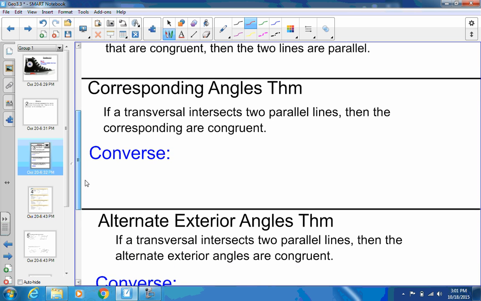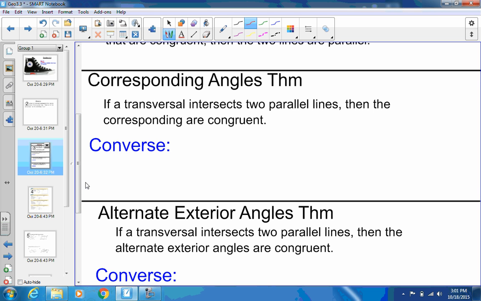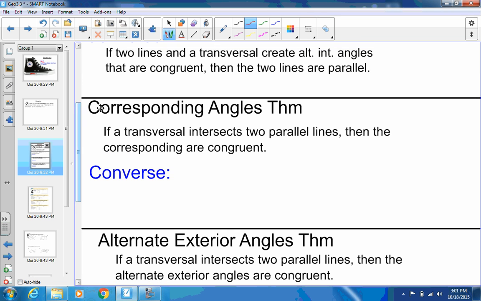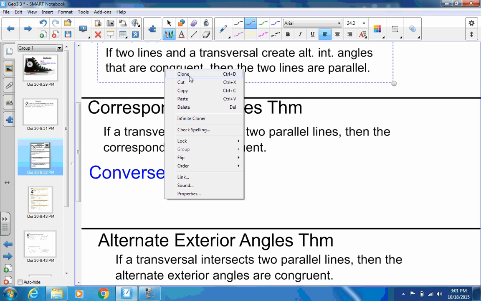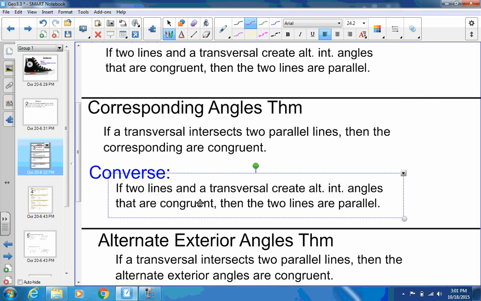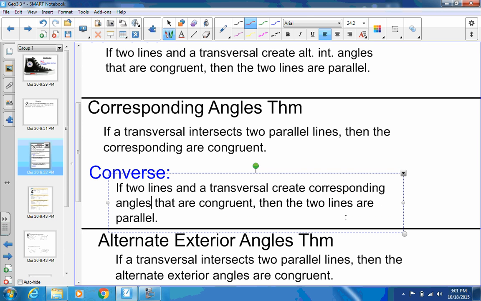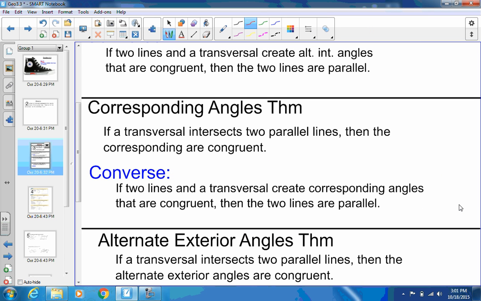The second one is the corresponding angles theorem. Remember, the converse would be backwards. It says if a transversal intersects two parallel lines, then the corresponding angles are congruent. I'm going to piggyback off the previous one. If two lines and a transversal create corresponding angles that are congruent, then the two lines are parallel. So if we have congruent corresponding angles, then we know the two lines are parallel. There's our second way to prove two lines are parallel.